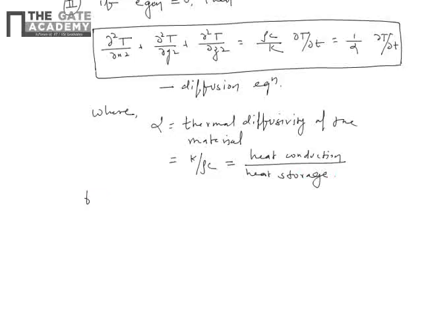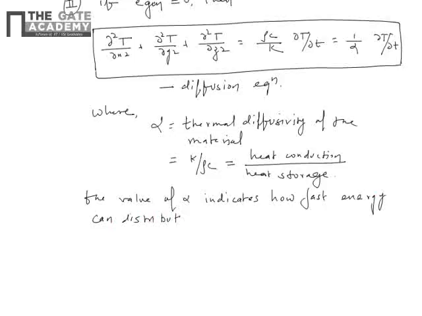The value of alpha indicates how fast energy can distribute in a medium.